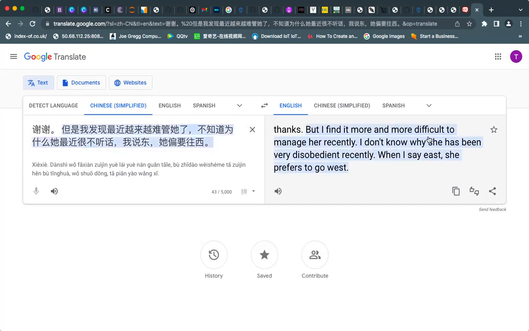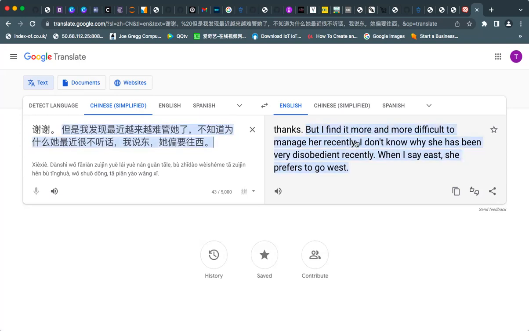Even if you look at it in English, you could just say the first one: recently, I find it more difficult to manage him. I was thinking about summarizing it, but I was like, no, let me not. Of course, you don't want to offend me, but knowing that you're starting and it's just a day away, look at this one here. It's repeating the same thing. I don't know why she's very disobedient recently. You see this part? I find it more difficult.